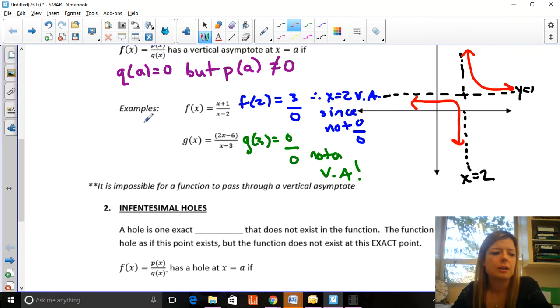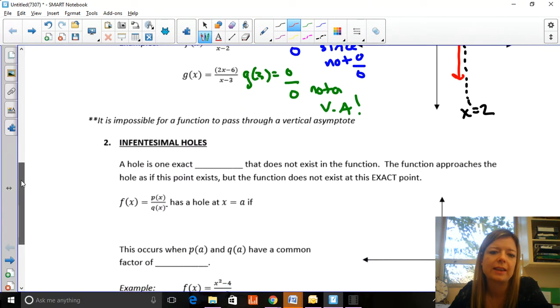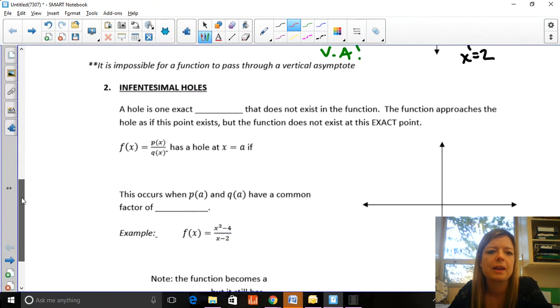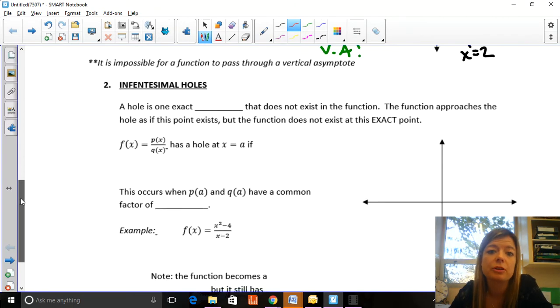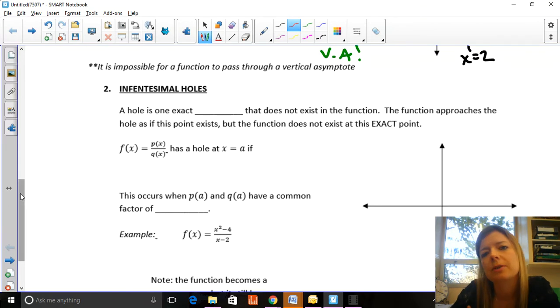So those are your vertical asymptotes, same as before, except you have to make sure you're checking that it doesn't give you 0 over 0. It is impossible for a function to pass through a vertical asymptote, so you can treat that like a brick wall. A vertical asymptote is something that a function will get closer and closer to and will never actually touch. The reason vertical asymptotes exist is because you can't divide by 0.